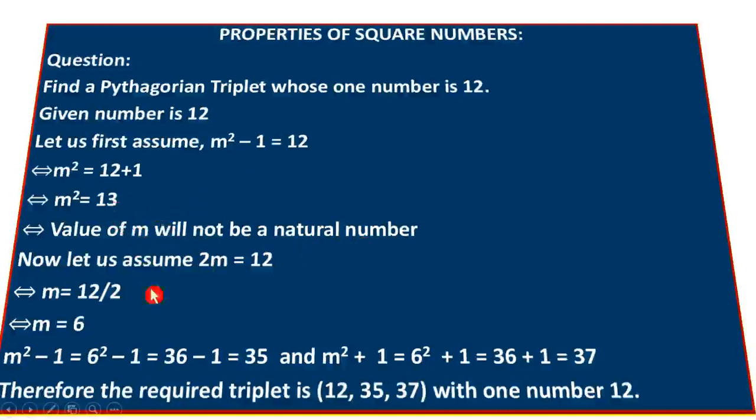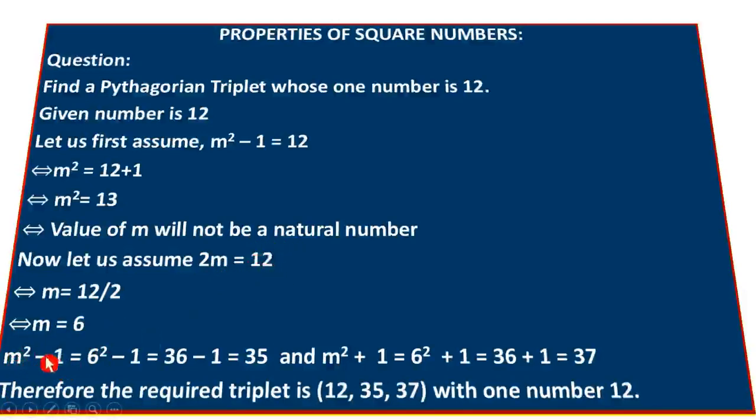So that's why once again we take one more format, that is 2m. So 2m equal to 12. m equal to 12 by 2. So m equal to 6, which is a natural number. So now m equal to 6. That means we have taken 2m equal to 12. One format we have got.